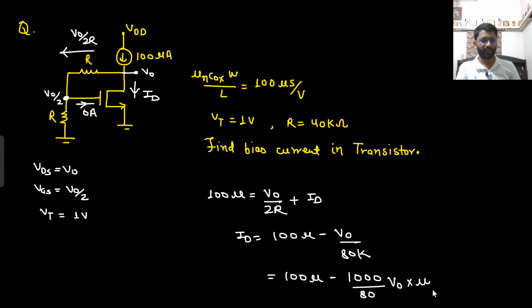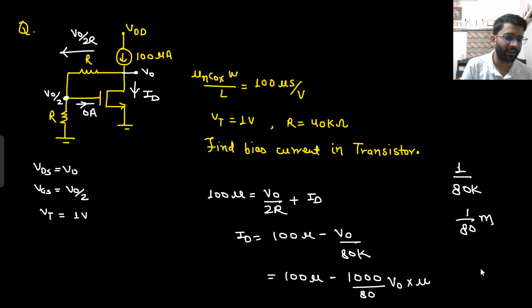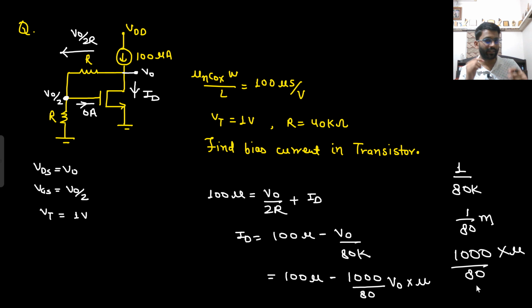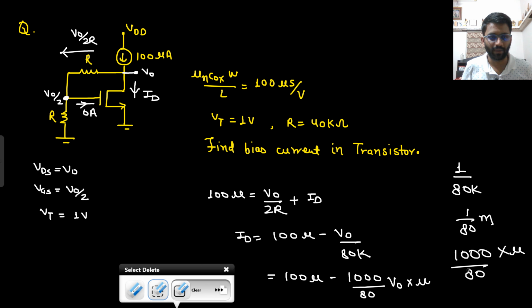Did you understand what I did here? I have 1 by 80K and I want to write it in micro. So 1 by 80K is similar to 1 by 80 milli. If I multiply and divide it by 1000, I get 10 to the power 3 into 10 to the power minus 3. That gives me micro divided by 80. This is how I converted it to micro, because the current was in micro, so I needed all of them in micro only. Or I could have converted to milli, which was also a good way, but I thought of making it in micro.